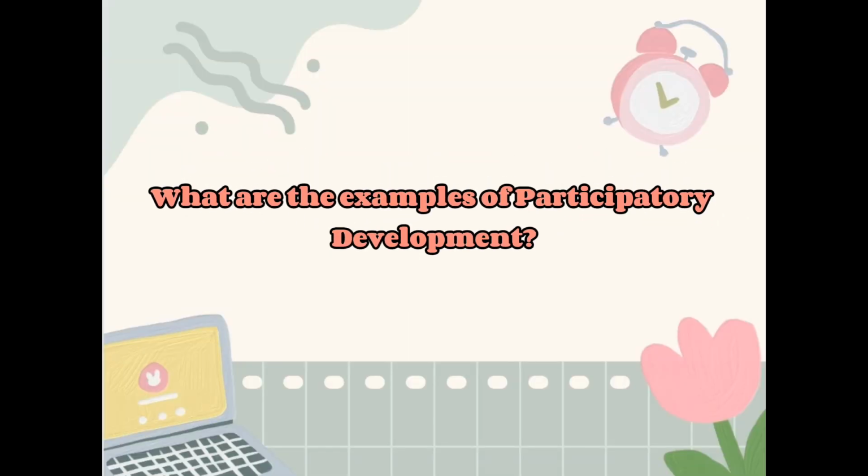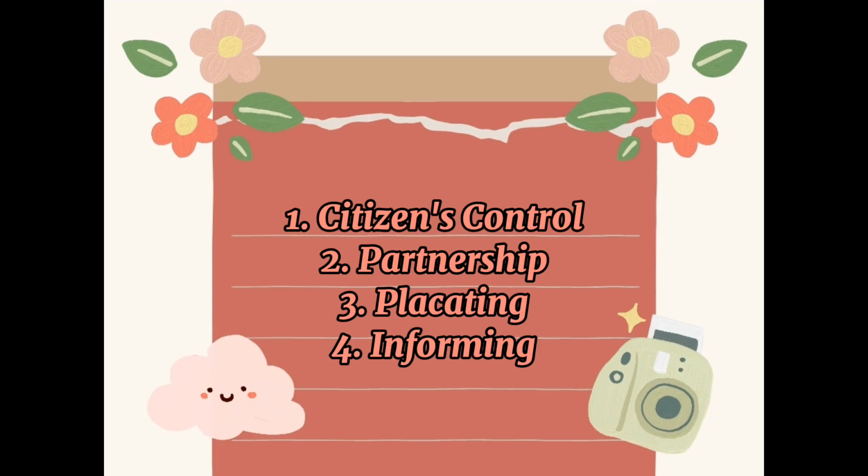What are examples of participatory development? First, citizens control. Second, partnerships. Third, placation. And fourth, informing.